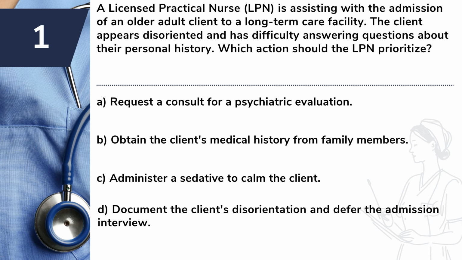Question 1. A licensed practical nurse, LPN, is assisting with the admission of an older adult client to a long-term care facility. The client appears disoriented and has difficulty answering questions about their personal history. Which action should the LPN prioritize?